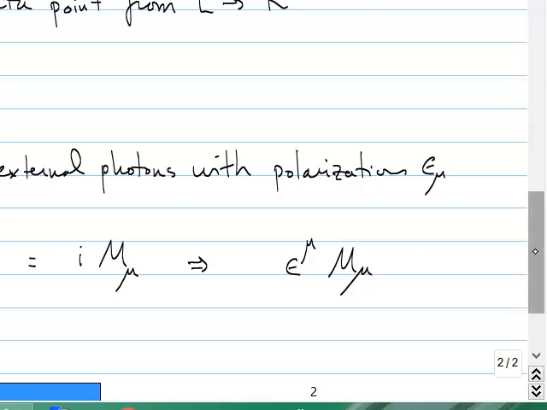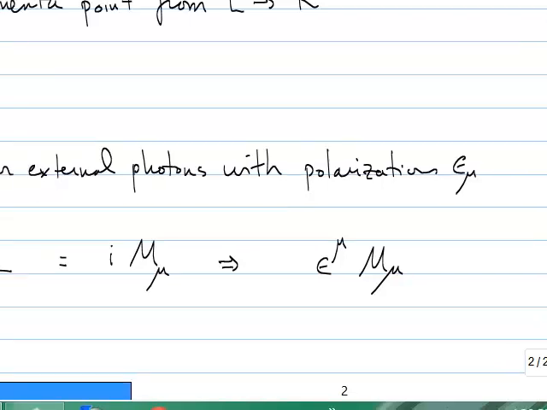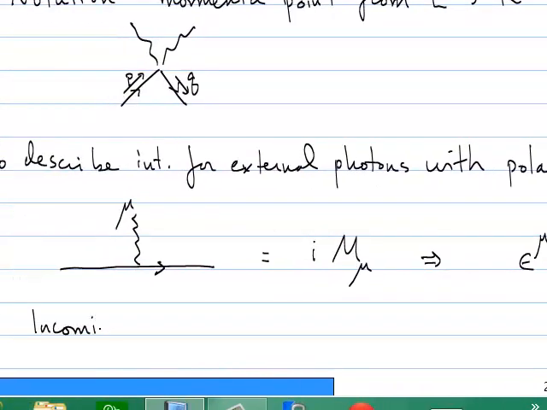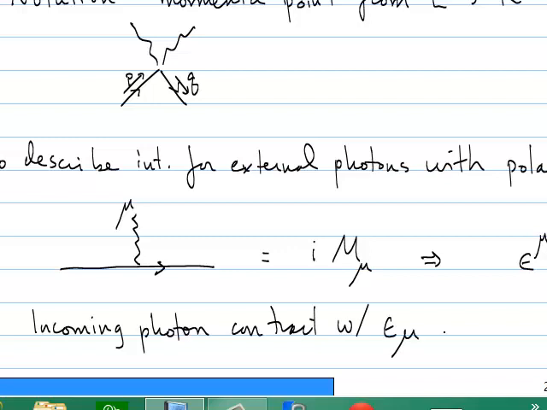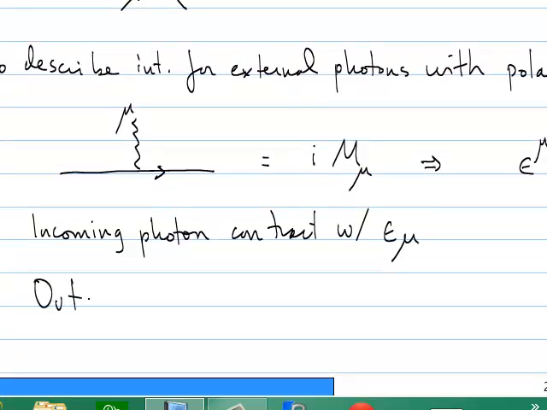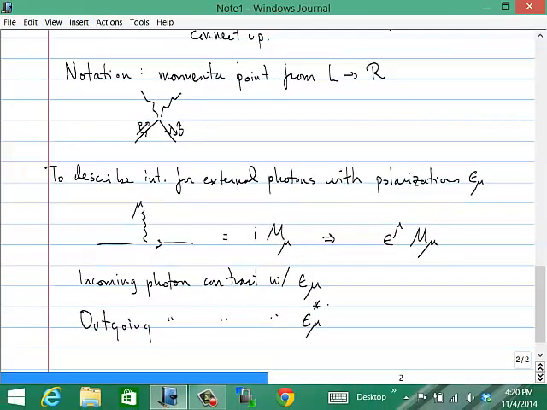The only slight subtlety we need to remember is that occasionally you might want to work with polarization vectors that are complex. For polarization vectors that are linearly polarized, they're just real. But if you want to work with circular polarization, then you might want to introduce complex polarization vectors. And in that case, for an incoming photon, we contract with epsilon, the polarization of the photon. And for an outgoing photon, you contract with the complex conjugate of epsilon.